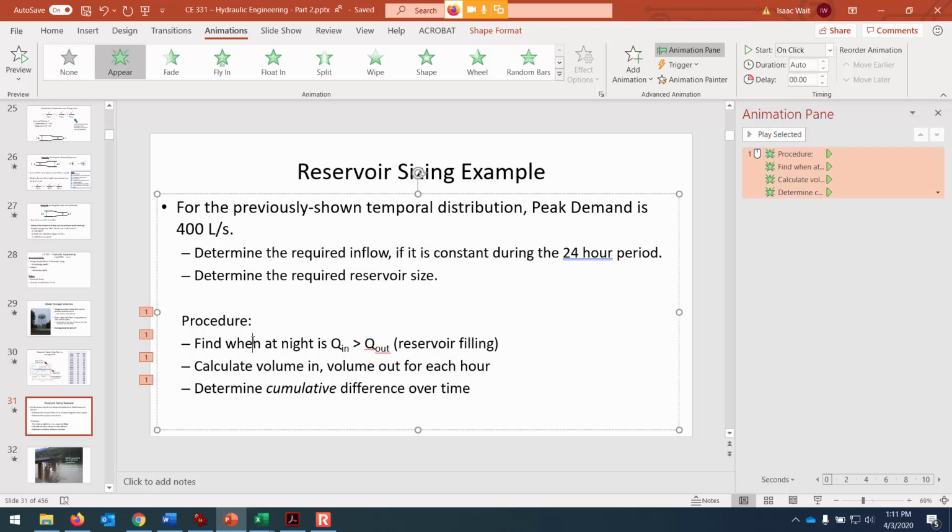Here's a summary of the procedure. First of all, we're going to look at when during the night the tank is replenishing, because the demands are lower at night. So at night the tank fills, because the water is coming from the source, whether it's a water treatment plant or a spring or a well of some sort. The water is going from the source to fill the tank, and that's when the tank is filling. And I'll put that at the top of the list, when the night time occurs and when it's just the first hour that the flow in is bigger than the flow out. I'll calculate the volume in and out for each hour, and then over time calculate a cumulative difference.